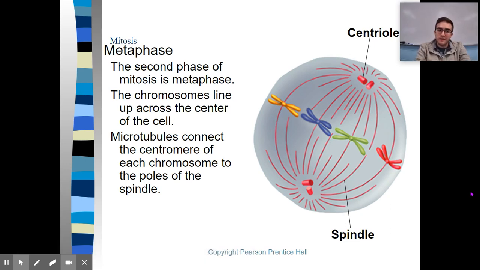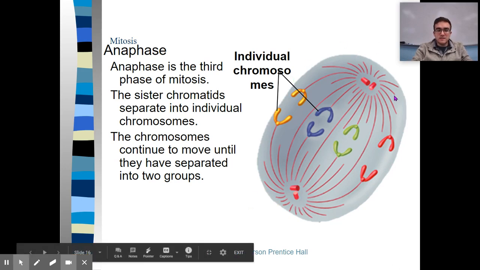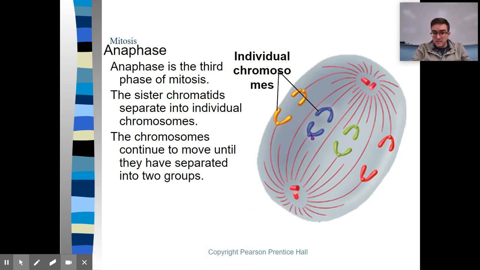Now we're ready for our next phase, anaphase. What happens in anaphase is the chromosomes get pulled apart. So the sister chromatids separate into their individual chromosomes. So they get pulled apart. I always remember it as anaphase starts with A, so they're apart, they're pulling apart. And they'll keep moving until they're on their separate sides of the cell. Right? So that's all anaphase is.